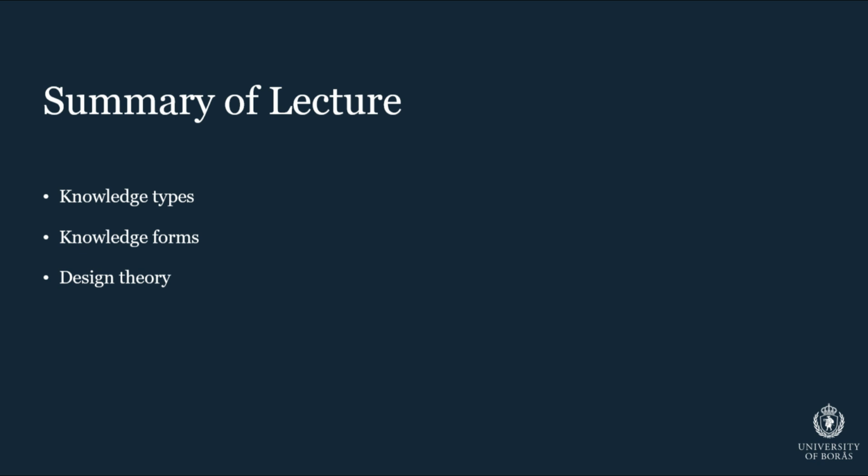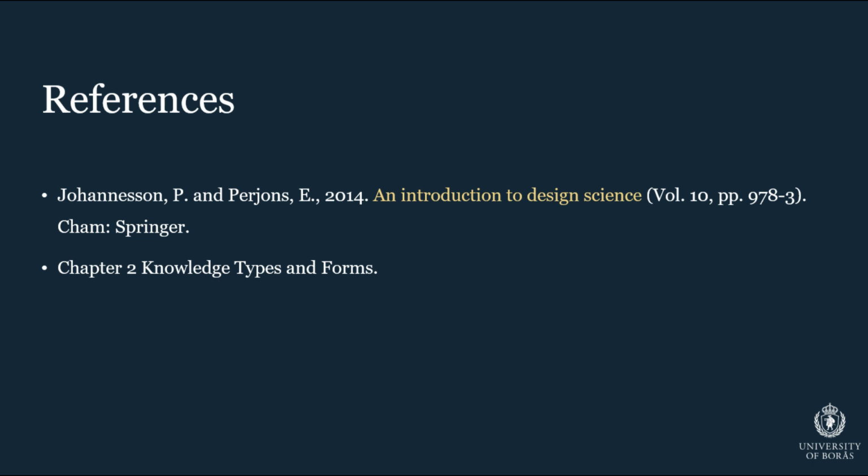A theory aims to explain objects and their relationships, typically through cause and effect relationships. Sometimes, a theory can also be used to predict future events. A design theory is a theory that systematizes the knowledge about an artifact. This lecture is based on the contents from the book An Introduction to Design Science by Johannesson and Perjons. For more in-depth reading, you can read and study Chapter 2, Knowledge Types and Forms.